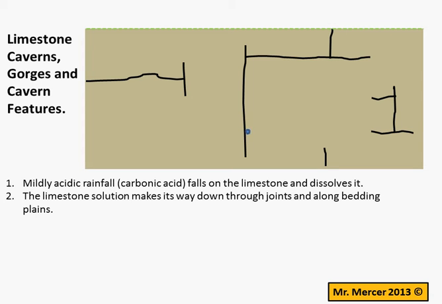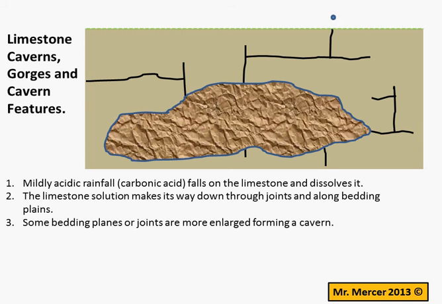Now then, sometimes one of the bedding planes or joints will become more enlarged, and therefore a cavity will grow within the limestone, and we call that a cavern. Here's a nice large cavern for us to look at. This would take many thousands of years to happen. As you can see though, the limestone solution continues to drip from down the joint, along the bedding plane, and now from the ceiling of the cavern to the floor of the cavern.